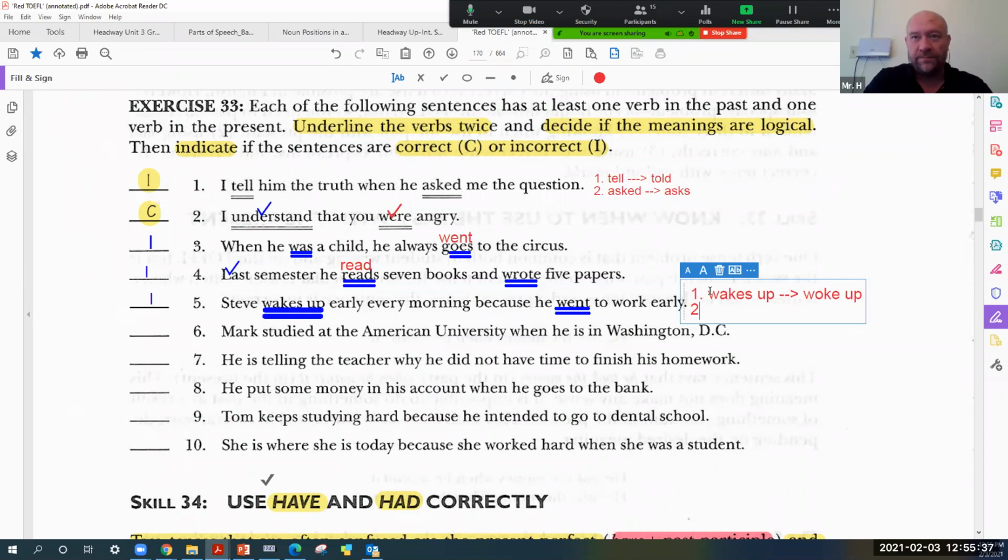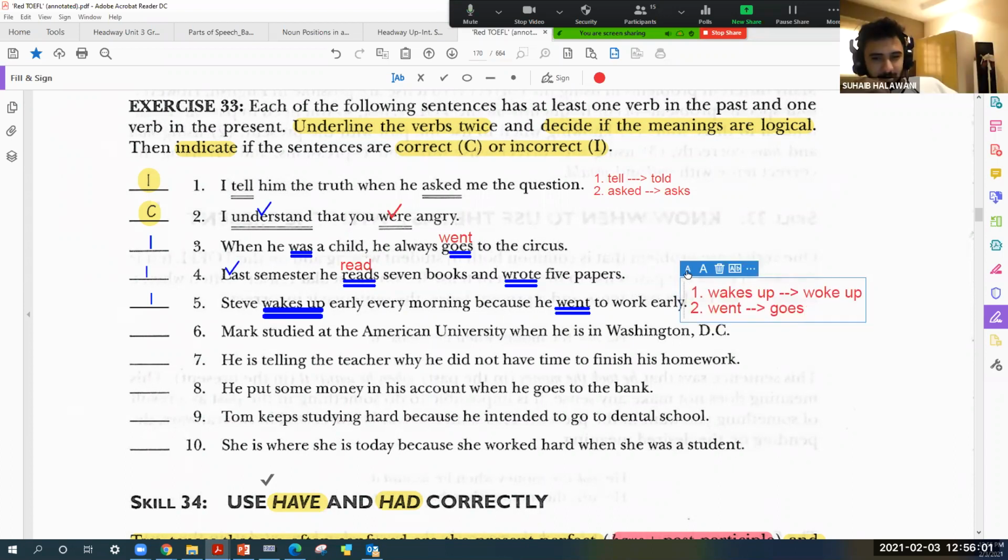What about the second one? Can I change the second one? No. If you change the woke up, you can't change went. Is there only one way to fix the sentence, or are there two ways to fix the sentence? Two ways.